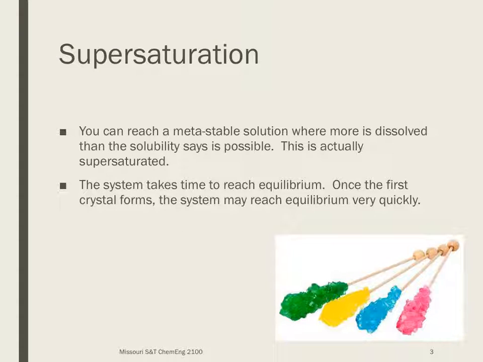But we frequently do things that are supersaturated. This is a metastable solution, okay? You've dissolved more in than is possible according to solubility. Now, usually what happens is that you have heated it and now you've cooled it down. And until it reaches equilibrium and the crystals drop out of the solution, you're going to find that you have this supersaturated mixture. This is the way that we make rock candy.